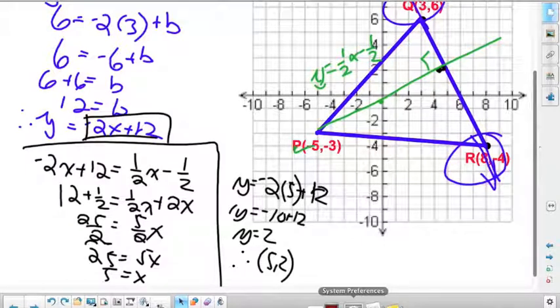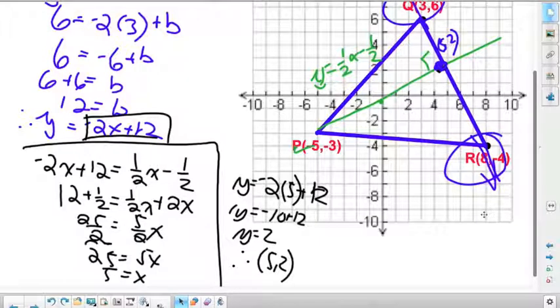So the point of intersection is 5, 2. Oh, so you just inserted the 5. Yeah, so remember when we did substitution, I solved for x. So I put x into one of my equations to get y now. What did this point give you? This point gave me where the green line intersects the blue line, or in other words, where the altitude, or the height, meets the base of our triangle.